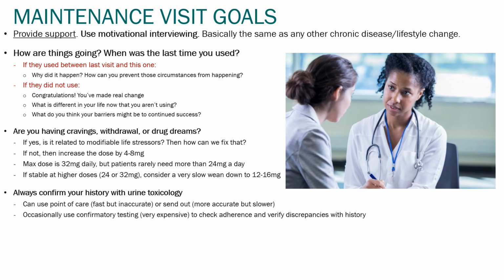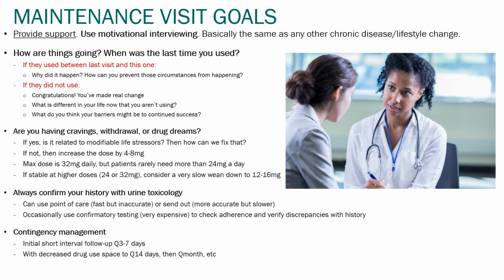It's standard practice to confirm your history with a urine toxicology. That doesn't necessarily mean you need to solely rely on the urine toxicology. You take a good patient-centered history, but then use a point of care test to confirm that history to make sure the patient is being completely honest. And you can send out these confirmatory tests when there's discrepancies between what the patient is saying and what the test is showing.